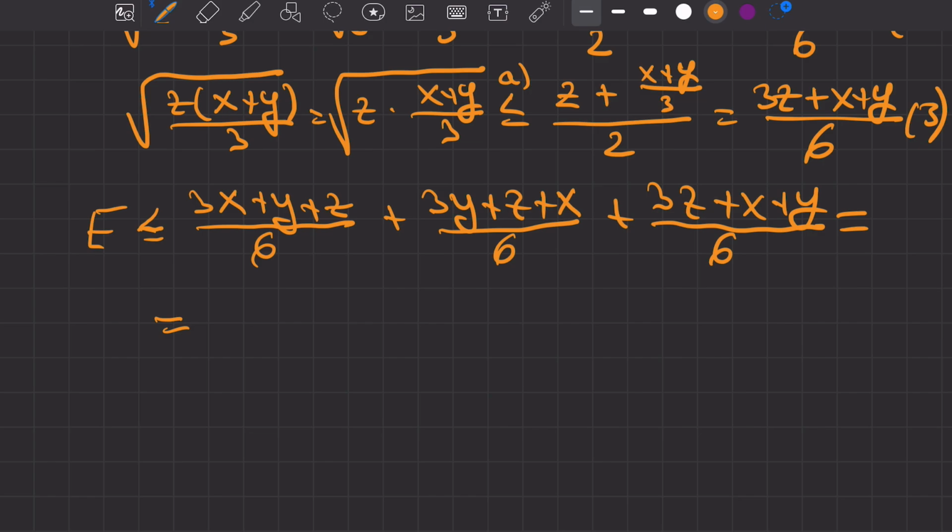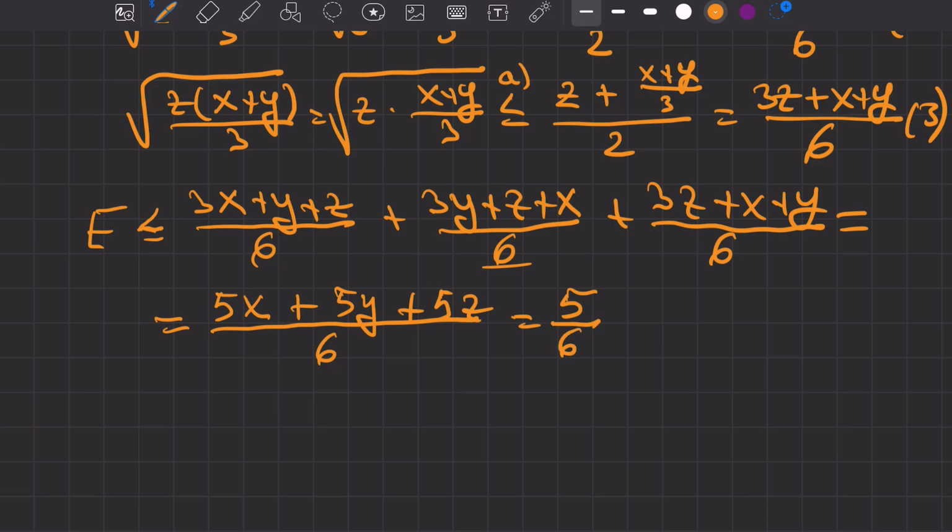we get 3 plus 1 plus 1, which is 5x, plus, in the same manner, for y, 3 plus 3 plus 1, this is 5y, plus 5z, everything over 6. And this is equal to 5 over 6 multiplied by (x plus y plus z). And this is our inequality.